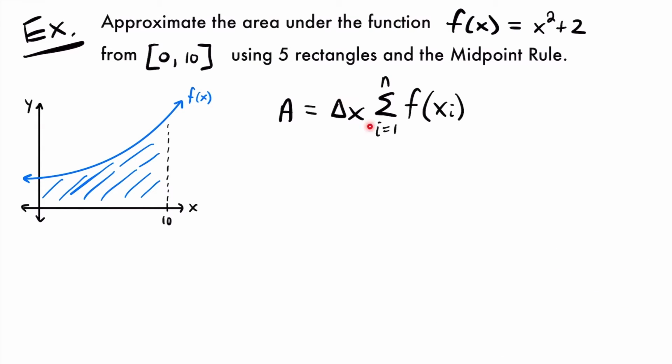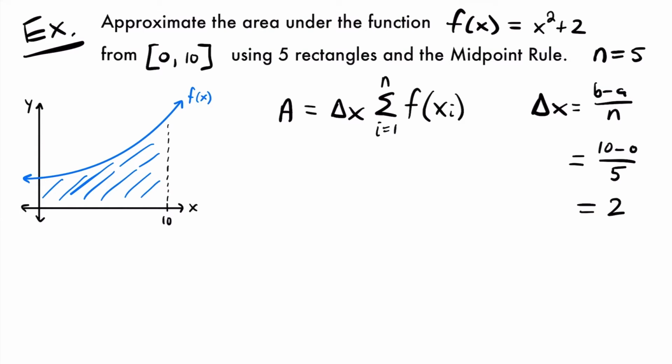But we know that delta x, the width of our rectangles, is equal to b minus a divided by n, the number of rectangles, where b and a come from our interval, right? So if we have an interval from a to b, that means that a would be 0 and b would be 10. And so then what would our value of n be? Well, we're told that we're going to be using 5 rectangles, and so that means that n is going to be equal to 5. And so delta x in this case will be equal to 10 minus 0 divided by 5, which is equal to 10 divided by 5, and so that means delta x is equal to 2.